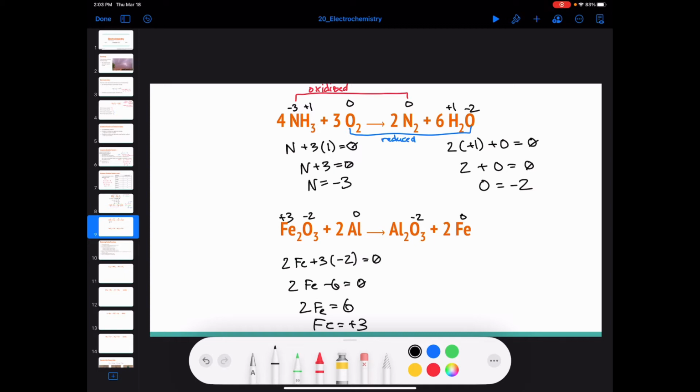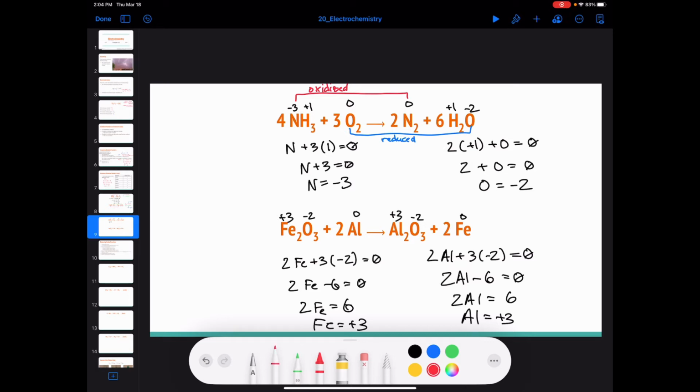And you probably could have just eyeballed that and figured it out. We do the exact same thing over here, right? 2 aluminum +3 times a -2 equals 0. So 2 aluminum minus 6 equals 0. So 2 aluminum equals 6. So each aluminum, therefore, must have a +3 oxidation state.